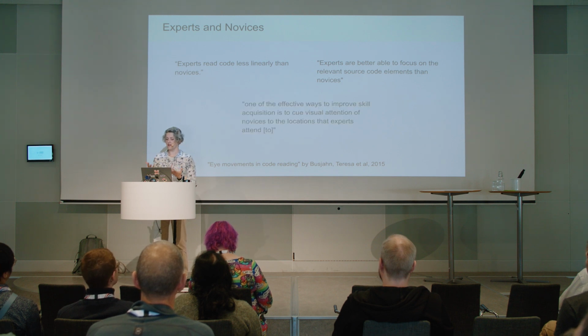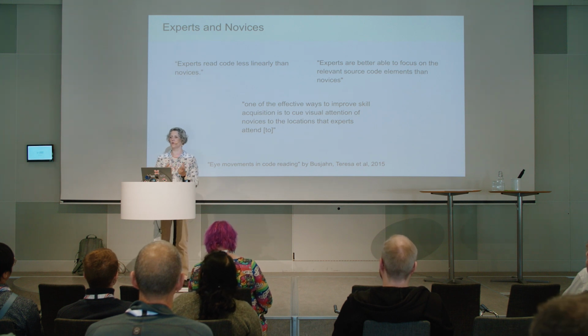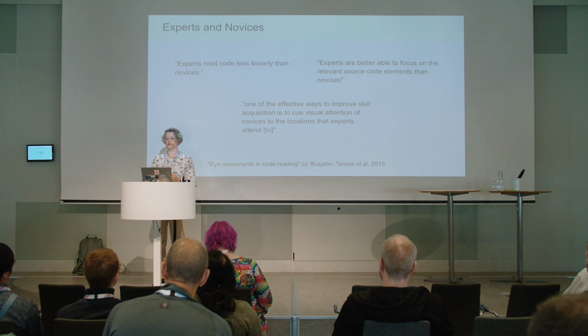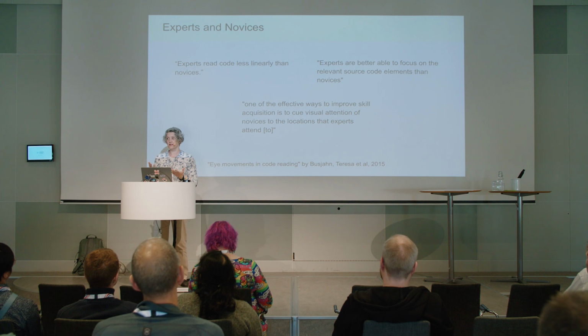One of the effective ways to improve skill acquisition is to cue the visual attention of novices to the locations that experts attend to. So if you've got an expert and you can work out what they're doing and what they're paying attention to, perhaps novices can get a leg up and learn to do this more effectively, more quickly. And this is, as I mentioned, an important skill for software developers in many organizations.